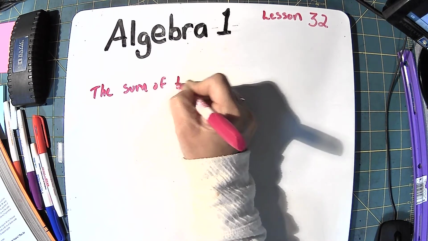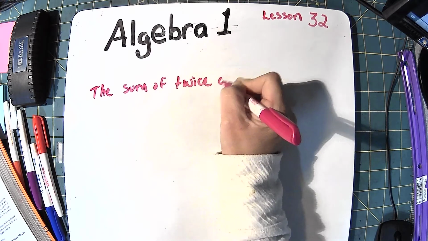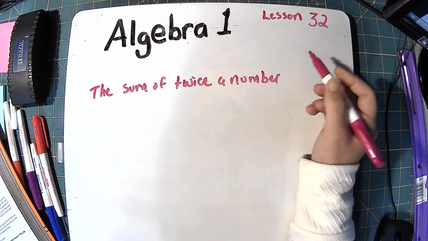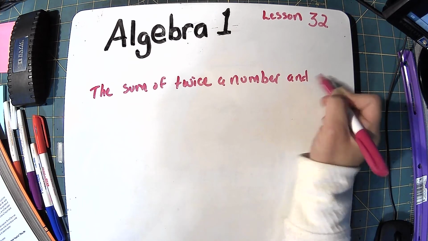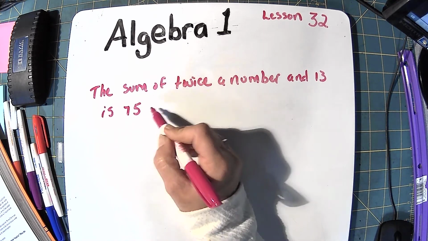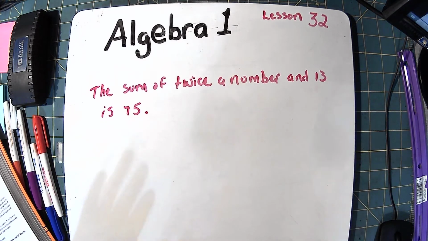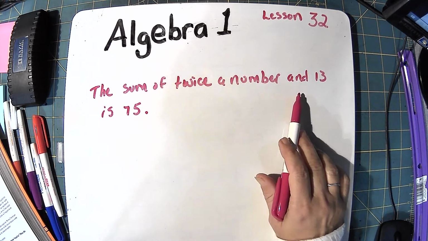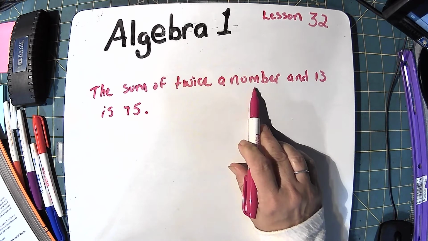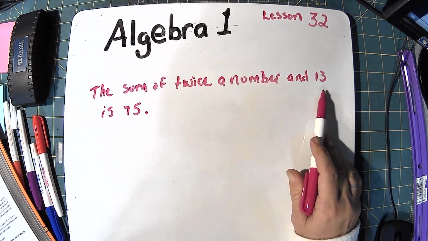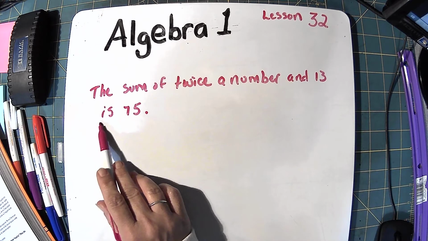The sum of twice a number and 13 is 75. Find the number. Okay, so we're just going to use our algebraic phrasing to solve this as an equation. And we remember that "of" means times, and when we see a number, that's going to be our variable, so that could be x, n, whatever you want it to be. And "is" is going to be our equal sign. Okay, so those are our main things.